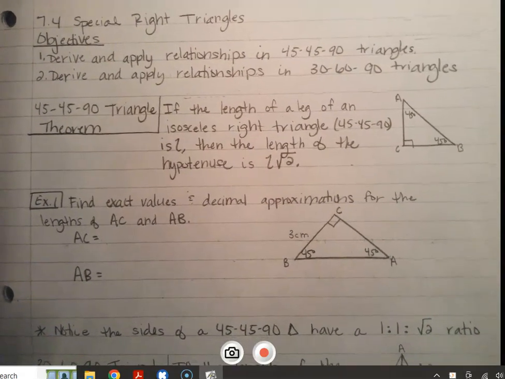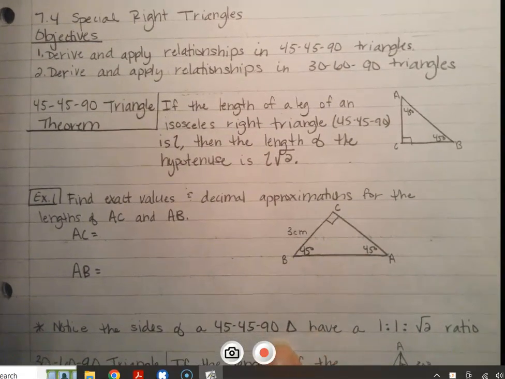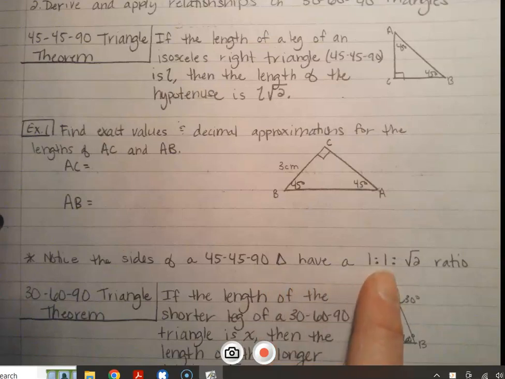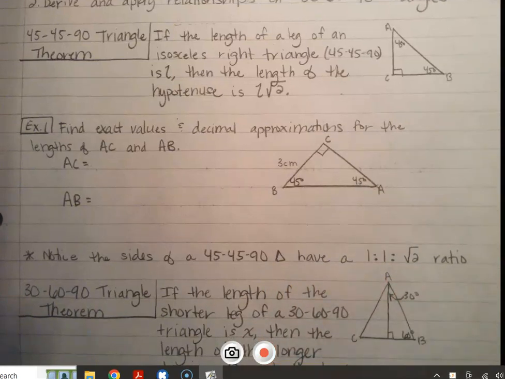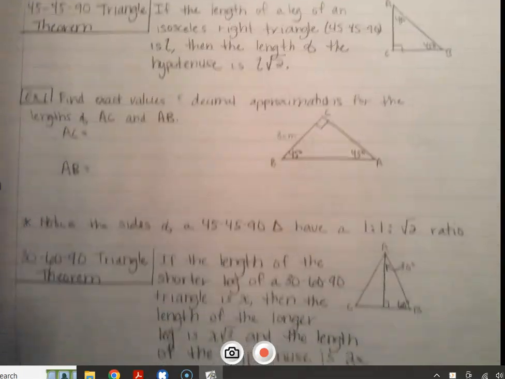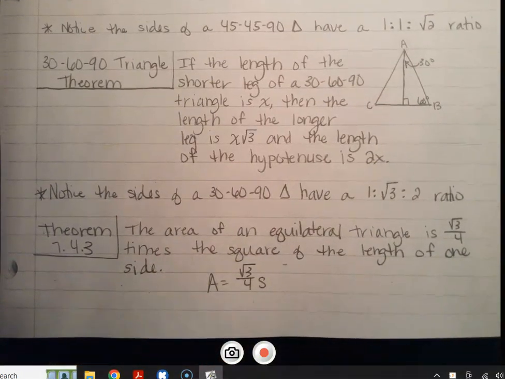This one says, notice the sides of a 45, 45, 90 triangle have a 1 to 1 to the square root of 2 ratio. So if I go back here, it was the length and the length and the length times the square root of 2. So that's just another way of saying that they have a 1 to 1 to the square root of 2 ratio. You're multiplying by the square root of 2 for the hypotenuse. But sometimes that's an easier way to think about it. Okay, so let's look at the 30, 60, 90 triangle theorem.